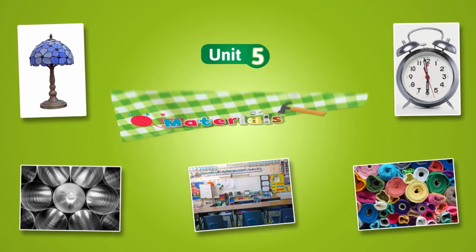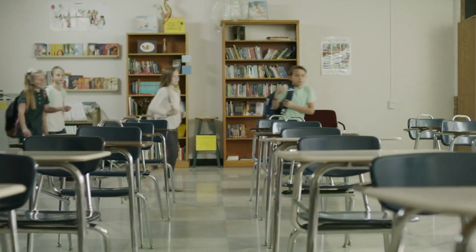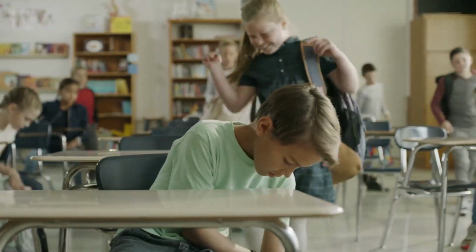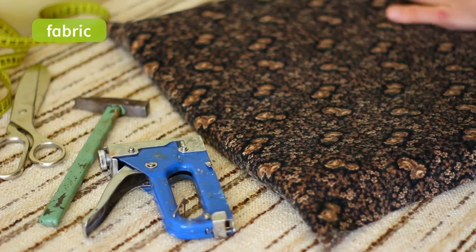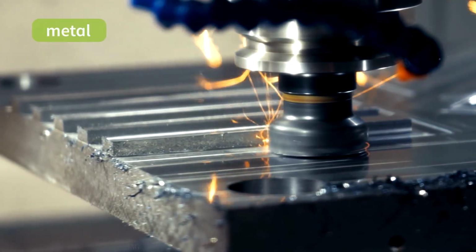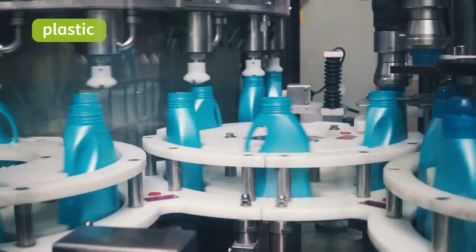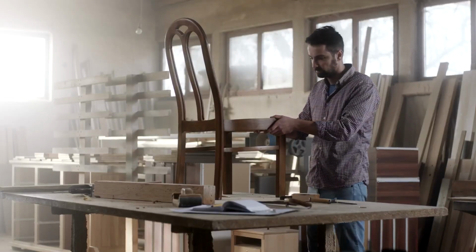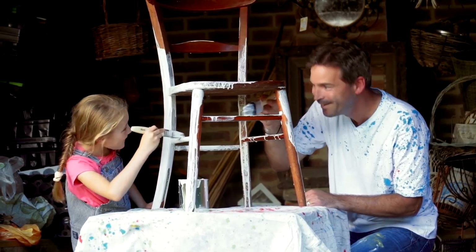Unit 5. What are things made of? Things are made of lots of different materials. We make things of wood, fabric, metal, glass, and plastic. We use wood to make furniture. We can paint wood. Let's paint the chair white.